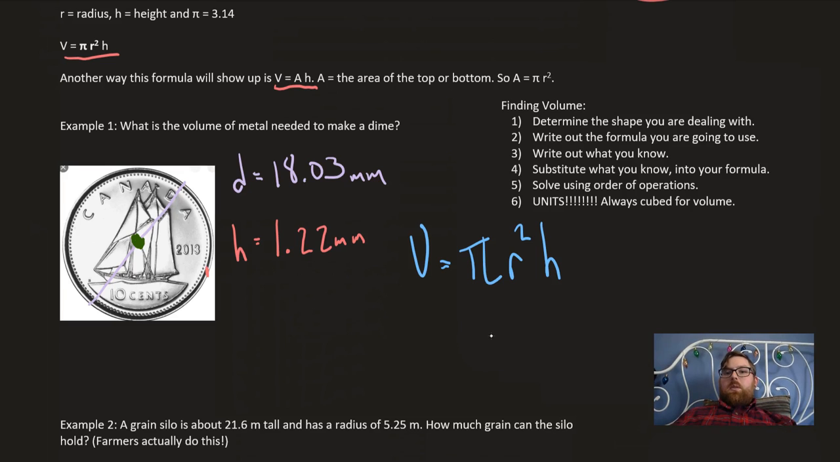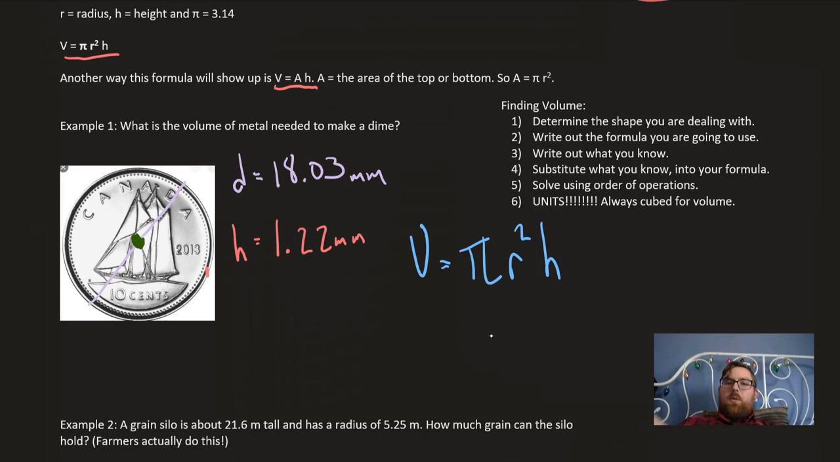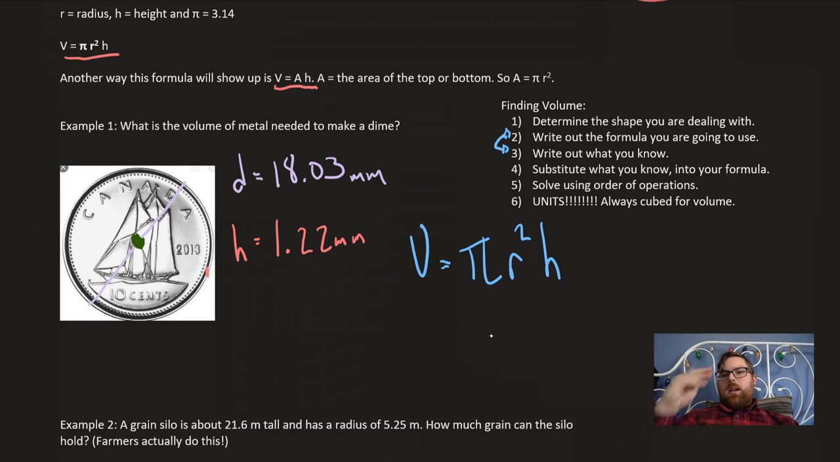And then finally, write out what you know. So 2 and 3, if you like, you can switch them. You could do those two in any order. But I'm writing this down first because I see here that I have a radius. I don't have height. So the easiest thing to do is actually to find the radius. It's just half the diameter.